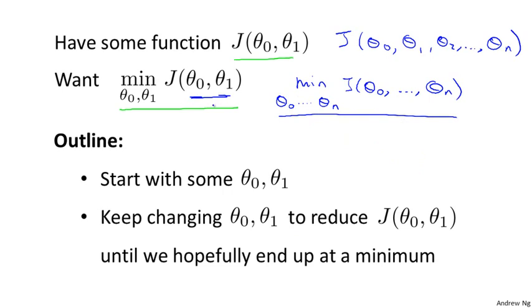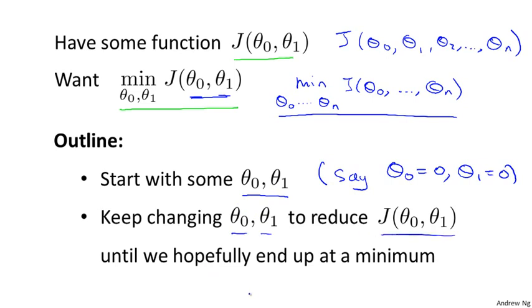Here's the idea for gradient descent. What we're going to do is start off with some initial guesses for theta 0 and theta 1. Doesn't really matter what they are, but a common choice would be to set theta 0 to 0 and set theta 1 to 0. Just initialize them to 0. What we're going to do in gradient descent is keep changing theta 0 and theta 1 a little bit to try to reduce J of theta 0, theta 1 until hopefully we wind up at a minimum, or maybe at a local minimum. So let's see in pictures what gradient descent does.